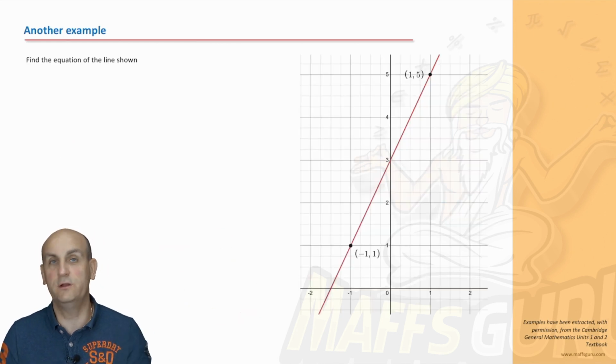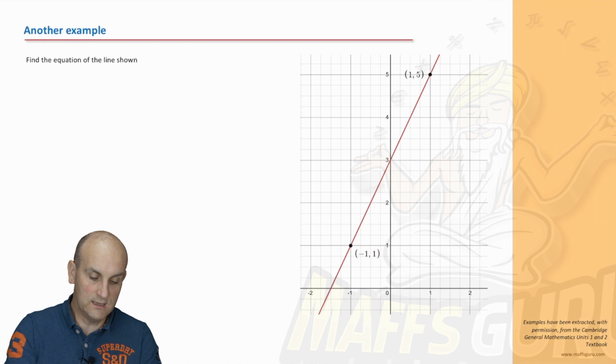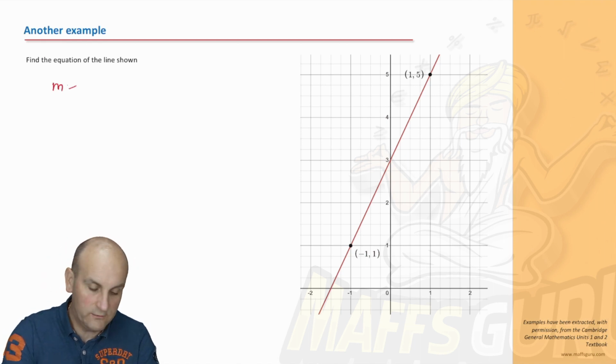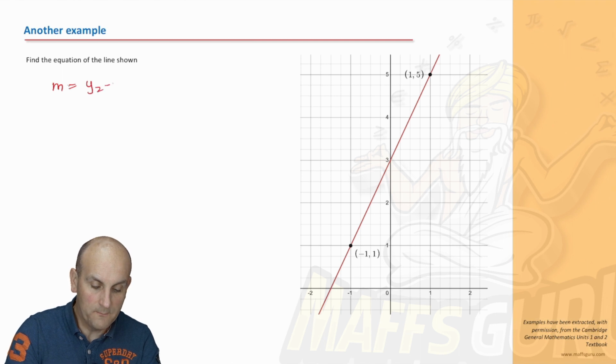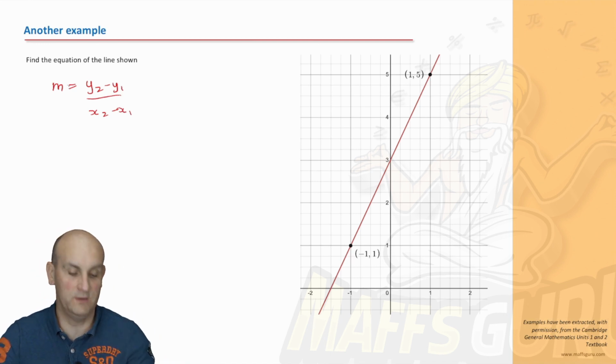Let's do another example. I'm going to do it the way they did, and then I'm going to show you a different way of doing it, the way that I tend to do it. Right, so let's start. So first things first, we need to find m, which is my gradient. So we can do y2 minus y1 on x2 minus x1. The rest of the world is going, well, why would you? I'm just going to do, but anyway.